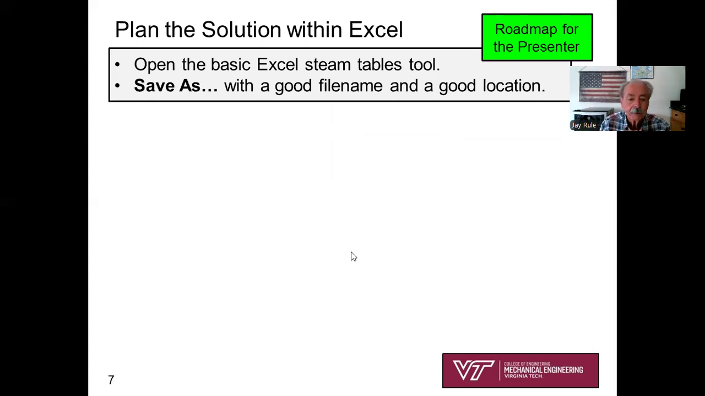All right. So let's plan what we're going to do in Excel before I try to go live. Let me see what my green note is. So here's a roadmap. This is my roadmap to try to keep me straight and minimize my nervousness here. We're going to open the basic Excel steam tables tool because we need those tables and the formulas that I've created to get values for V and U, specific volume V and internal energy U. We're going to save as.